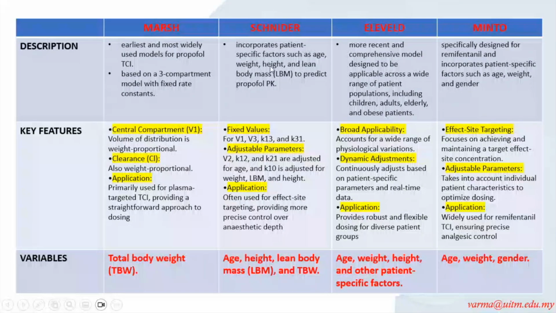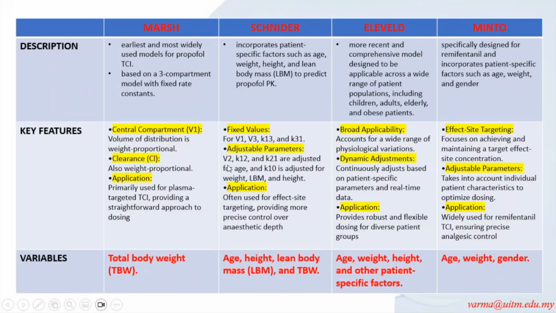Whereas in Schneider, it's more into the effect site in the conventional TIVA, where you have your V1, V3, K31. It means your slowly equilibrating component comes into the picture as well. So these are fixed values. Your central component and your slowly equilibrating components are fixed, but your adjustable parameters are V2, K12, and K21, because here we're looking into lean body mass.